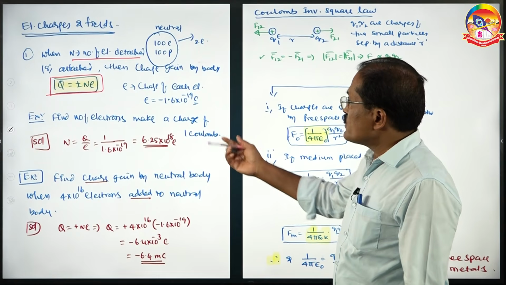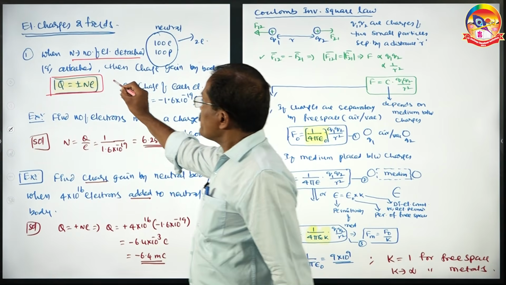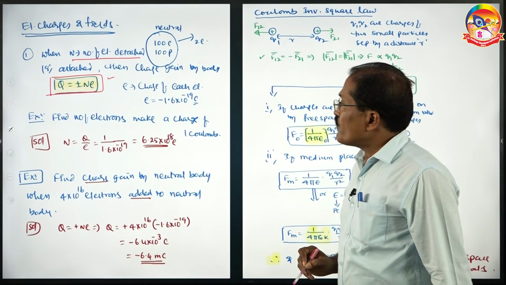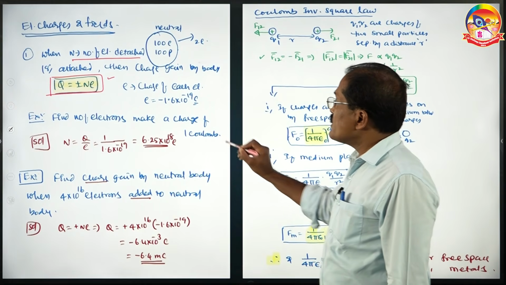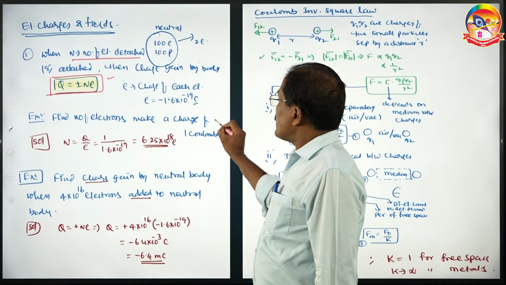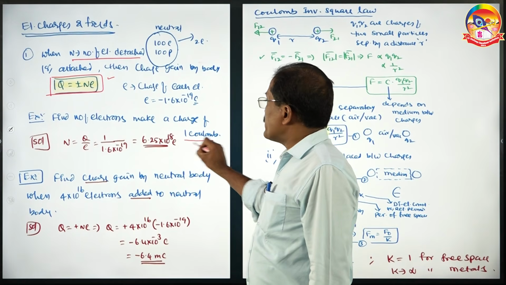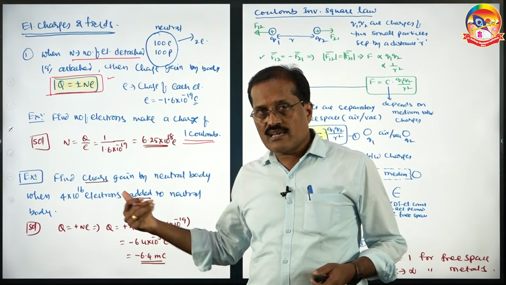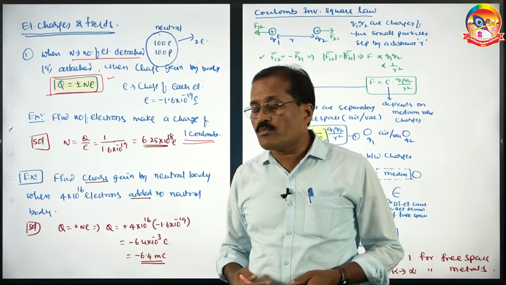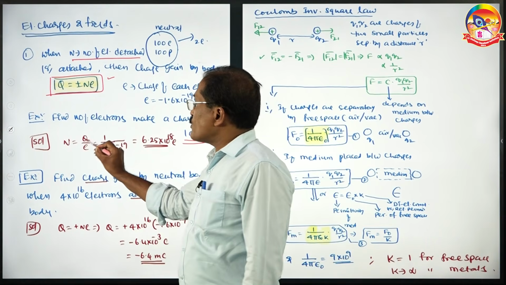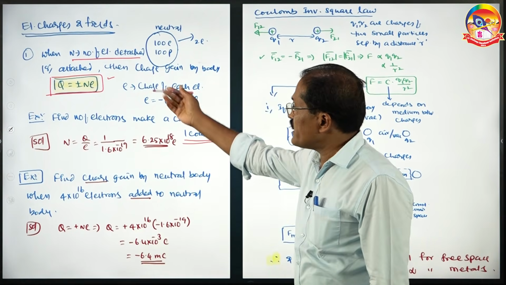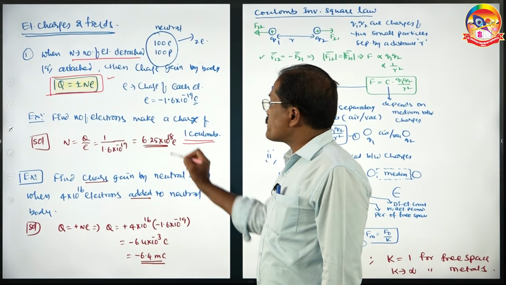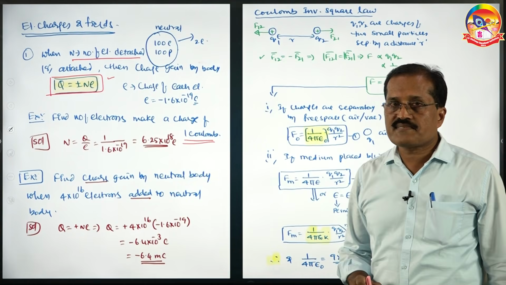So I am giving the first formula of this chapter, and one important model: find the number of electrons needed to create a charge equal to 1 coulomb. Therefore here N is equal to Q by e. The same formula, with Q equal to 1 coulomb, gives 6.25 into 10 power 18 electrons.